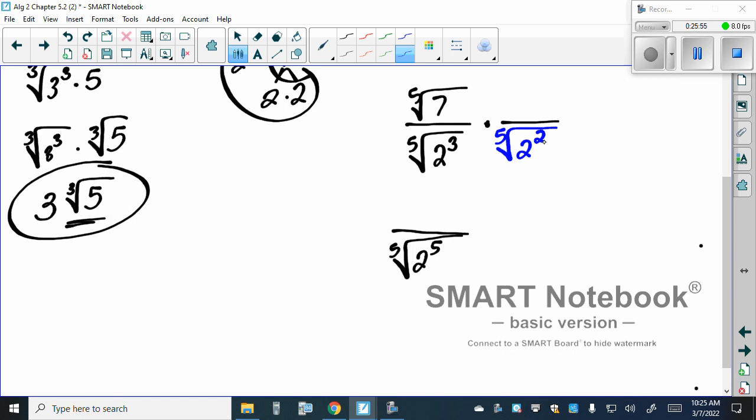squared. Well, I have to also do it on top. If I multiply those two denominators, 5th root and 5th root, so we can multiply, 2 to the 3rd times 2 squared would give us 2 to the 5th. Now the numerator would be the 5th root of 7 times 2 squared.